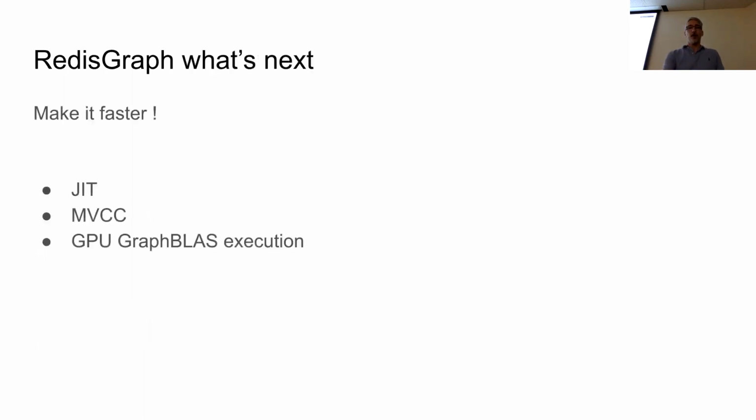Right. So what's next for us? In this field of graph databases, I think that graph databases in general are very competitive, and there's a lot of focus on performance, both throughput and latency. We always want to be faster. So I believe that these three bullet points are three areas we want to focus on that would yield a significant increase in performance. One, we want to JIT our execution plans. Two, we want to turn RedisGraph into a multi-version concurrency control system, which would give us better throughput. And three, we're looking forward to working with NVIDIA on running GraphBLAS on the GPU. So three very exciting areas, in my opinion.